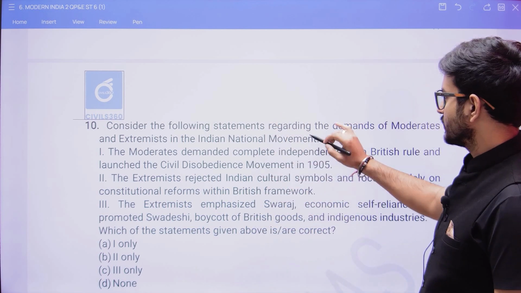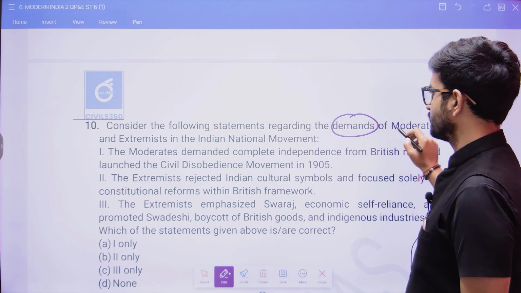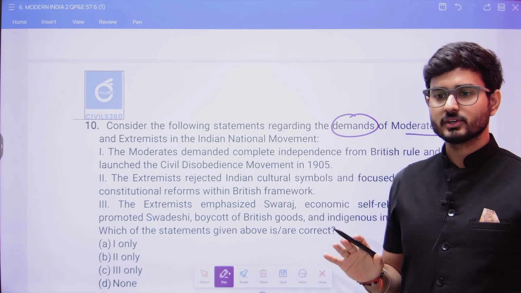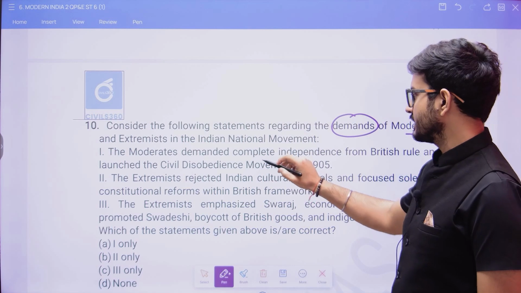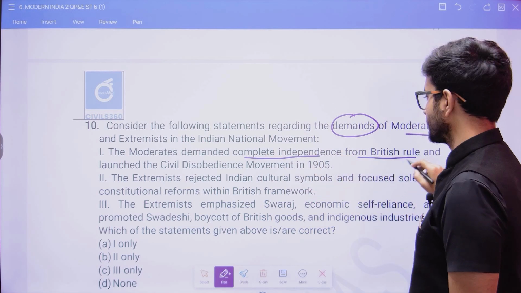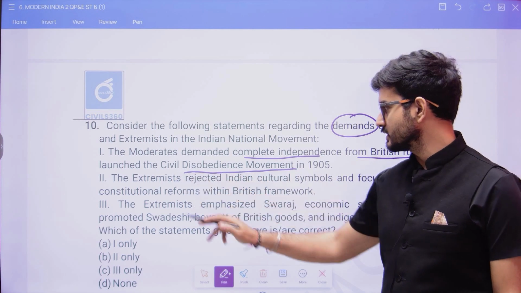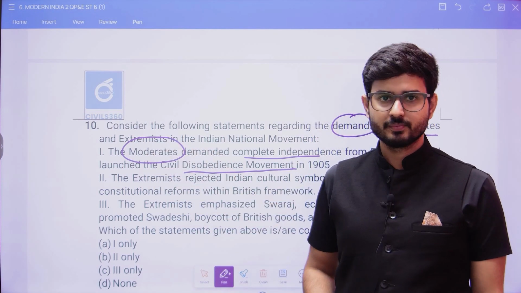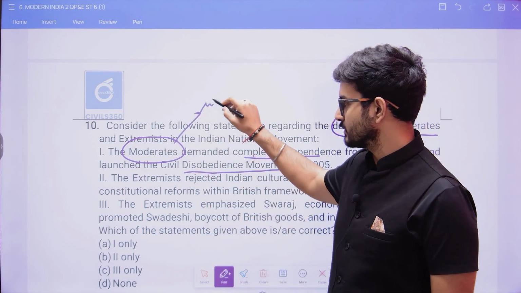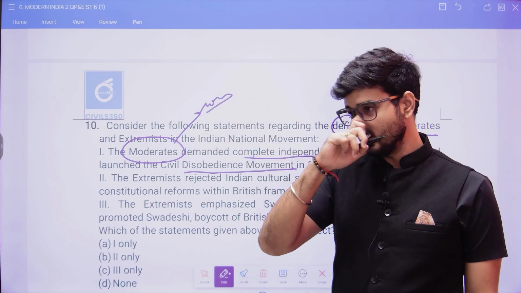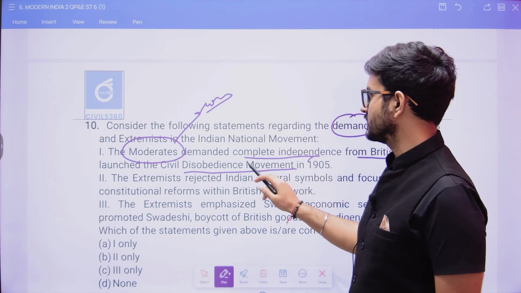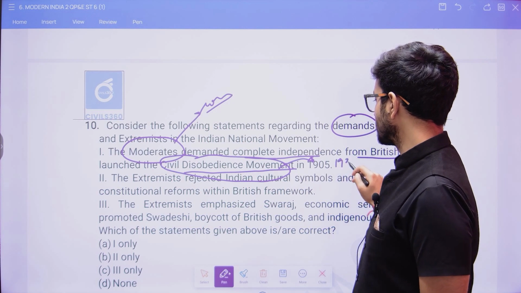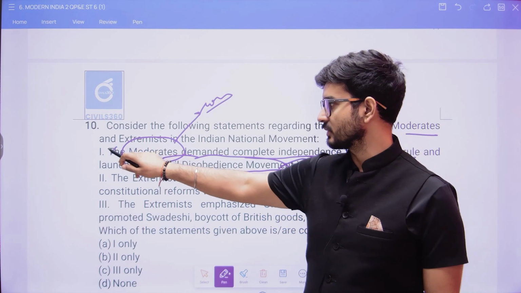Here, consider the following statements regarding the demands of moderates and extremists. What were the demands of moderates and extremists? Now we know who the moderates are and who the extremists are. The moderates demanded complete independence from British rule and launched the civil disobedience movement in 1905. Did the moderates demand complete independence? Obviously not. The moderates were the people who focused on constitutional methods. And the civil disobedience movement was not launched in 1905, but in 1930. So the first statement itself is wrong.